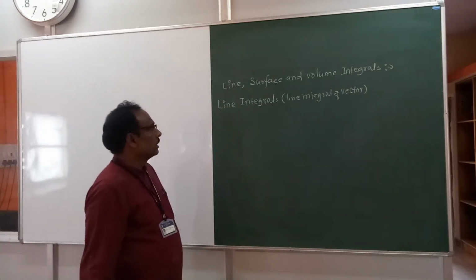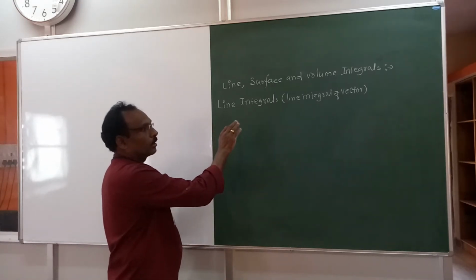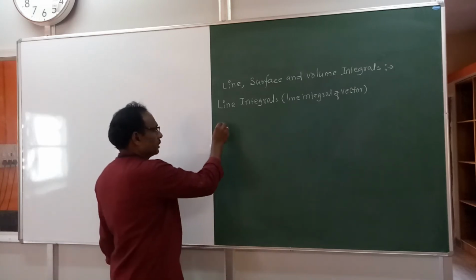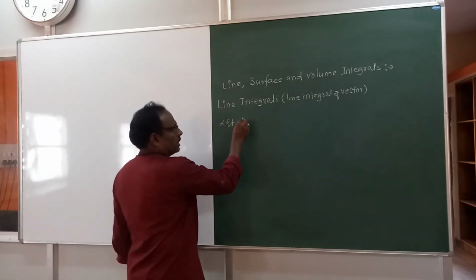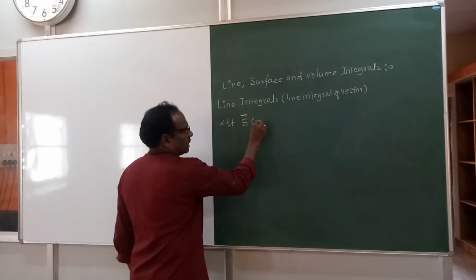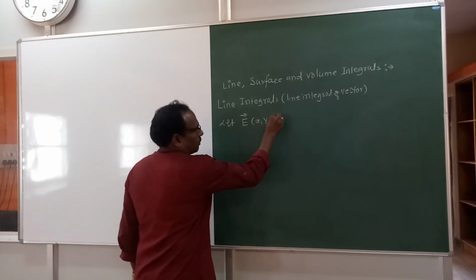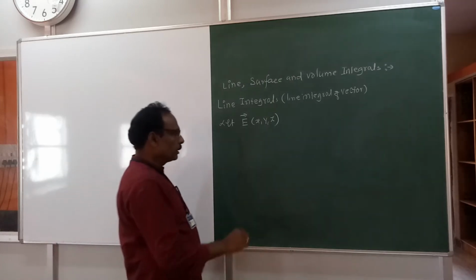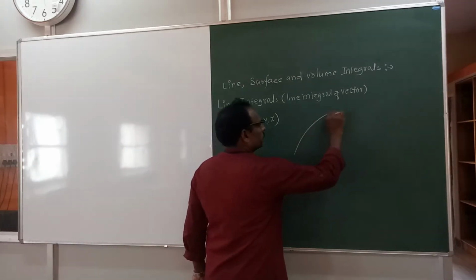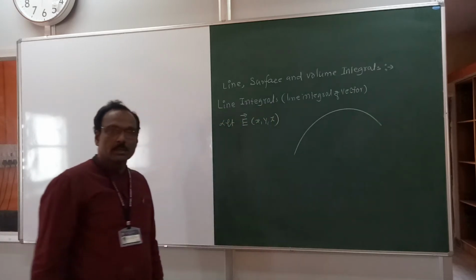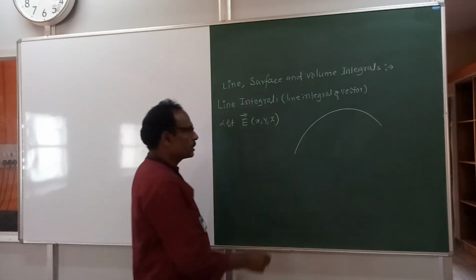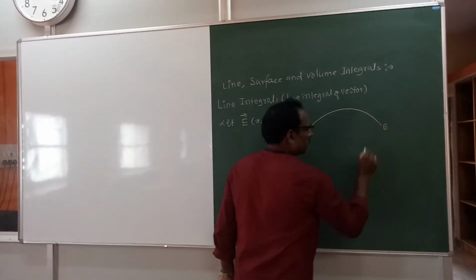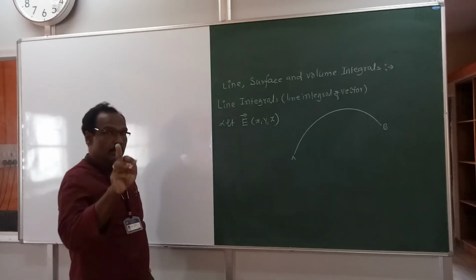So let us say the line integral of a vector. Let E of x, y, z be a vector in a vector field. Fine. We'll draw any curved line like this, a curved line. Say this curved line is AB. AB is any curved line which is drawn in a vector field. Keep that in mind.